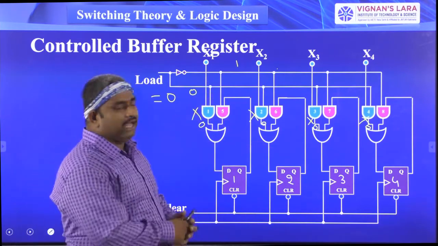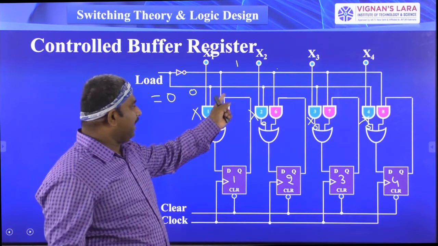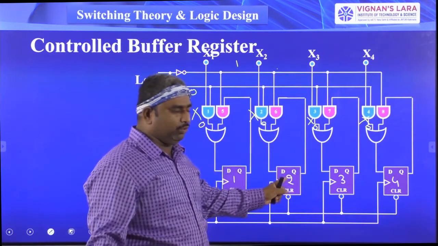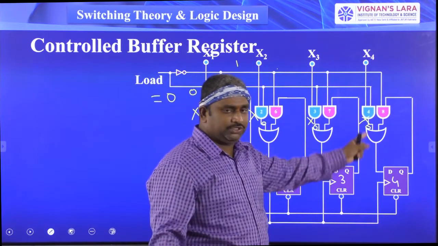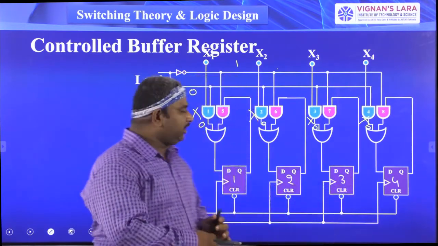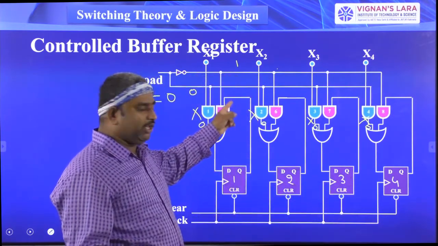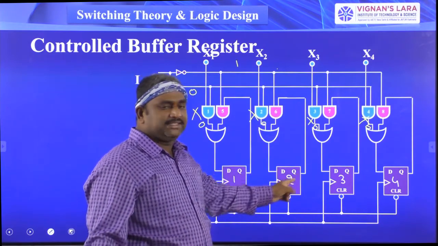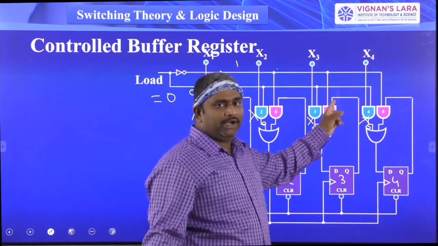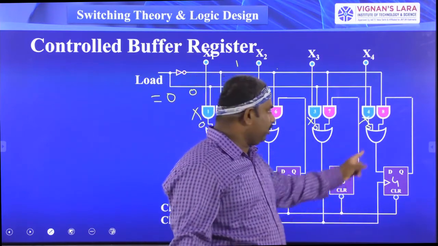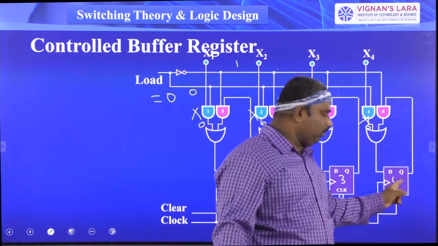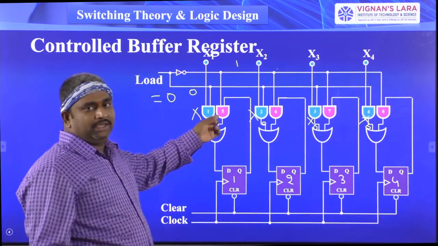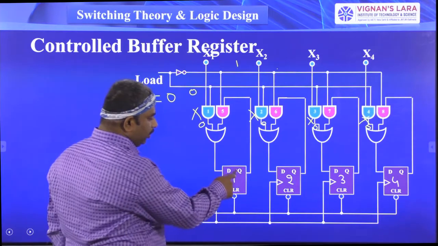Now the other input for each of these AND gates is equal to Q. So the first AND gate's other input is the first flip-flop output, the second AND gate's input is the second flip-flop output, the third AND gate's input is the third flip-flop output, and the fourth AND gate's input is the fourth flip-flop output.